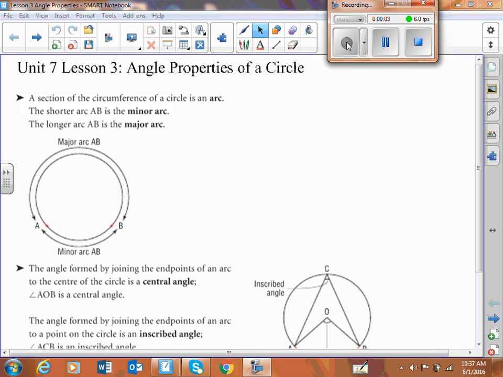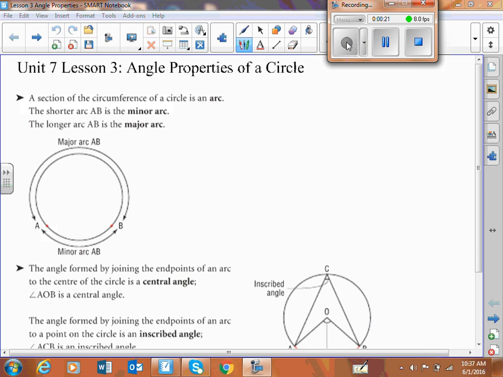All right, this is circle geometry lesson 3. This is angle properties of a circle. This is our last lesson for this unit. All right, we're switching gears. The first 2 lessons, the properties were about chord lengths, and we used a lot of the Pythagorean theorem. This is going to focus on angles.